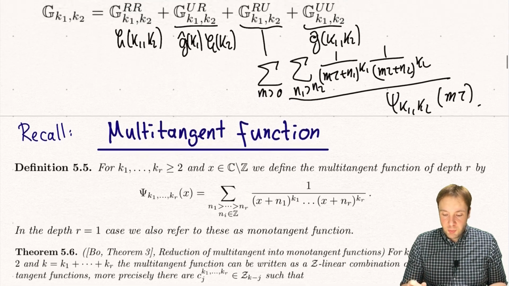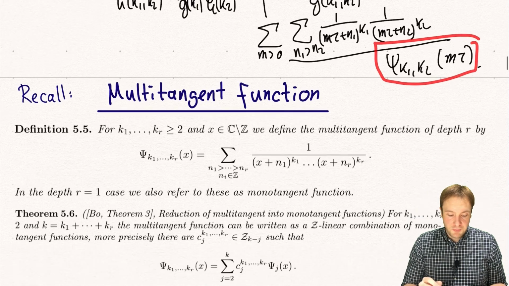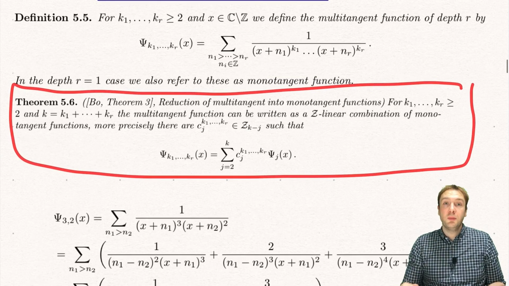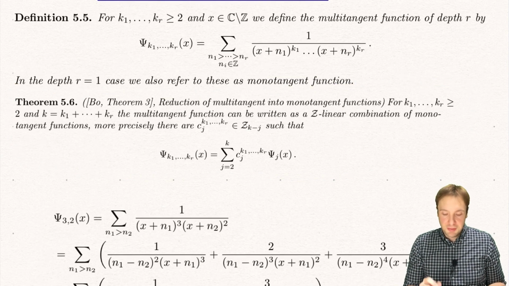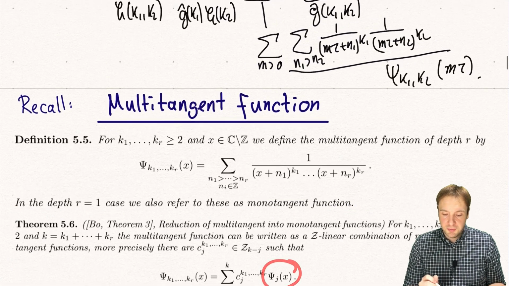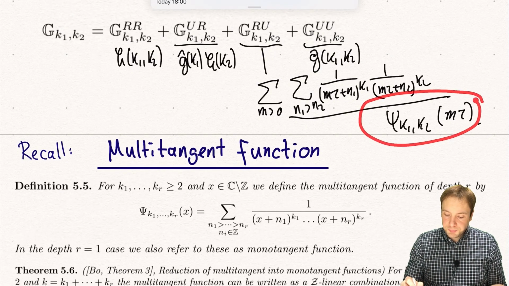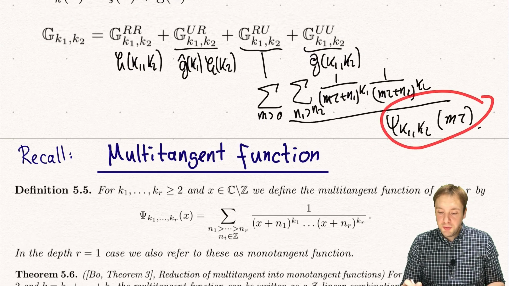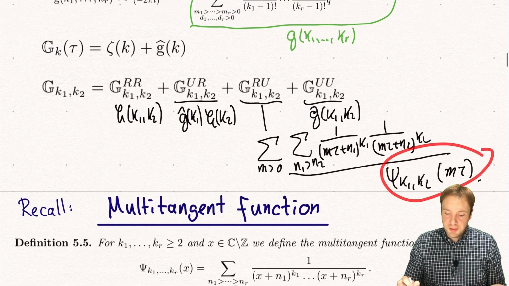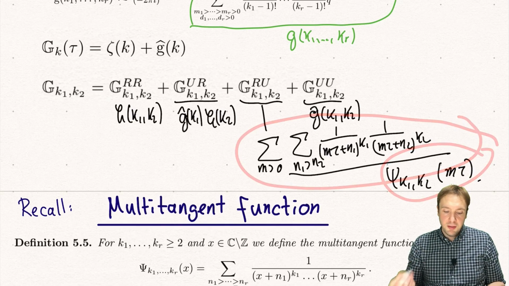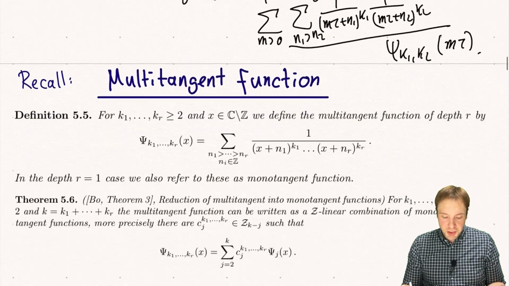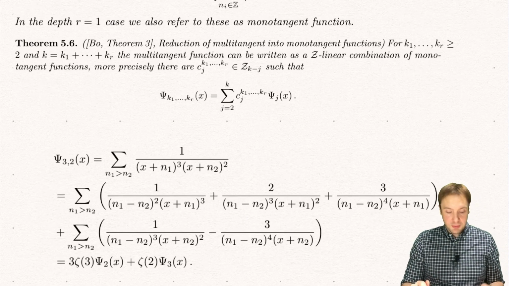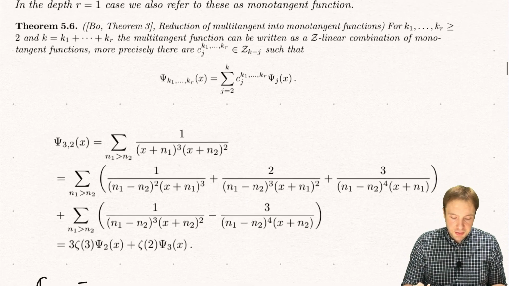And then the main statement was that whenever I have a multi-tangent function, we have this theorem here, which states that any multi-tangent function can be written as a multi-zeta linear combination of these monotangent functions. And therefore this sum here I can write as a multi-zeta linear combination of monotangent functions, and therefore this sum here becomes again a multi-zeta linear combination of g hat. So let's do one example, which we will use later.